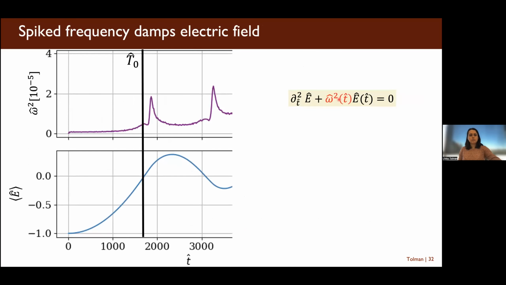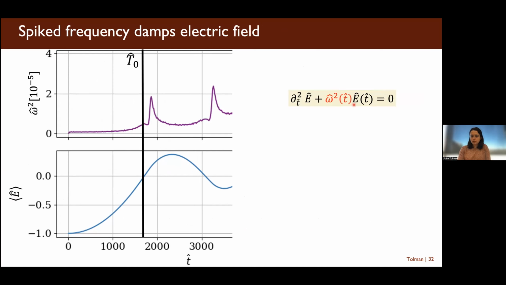So the effect of this spiked frequency will be to damp the electric field. You can see how this damping occurs in either a mathematical way or a physical intuition way. We'll start with the mathematical way. I'll repeat our frequency plot and our electric field plot, and here's our equation for the electric field evolution.